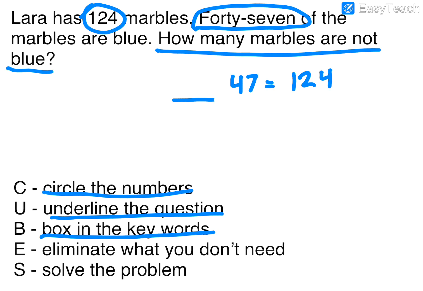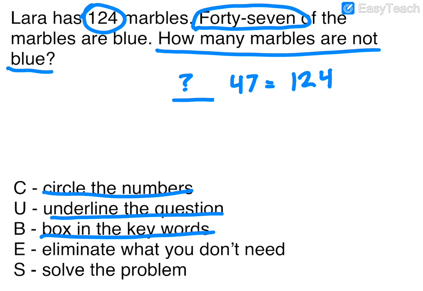Now this is going to require a little bit of thinking because this question really does not have any keywords that tell me if I'm doing more or less. So I have to think about this. I have a question mark. I have a number here that I don't know. And then I'm either going to add or subtract 47 to get to 124.